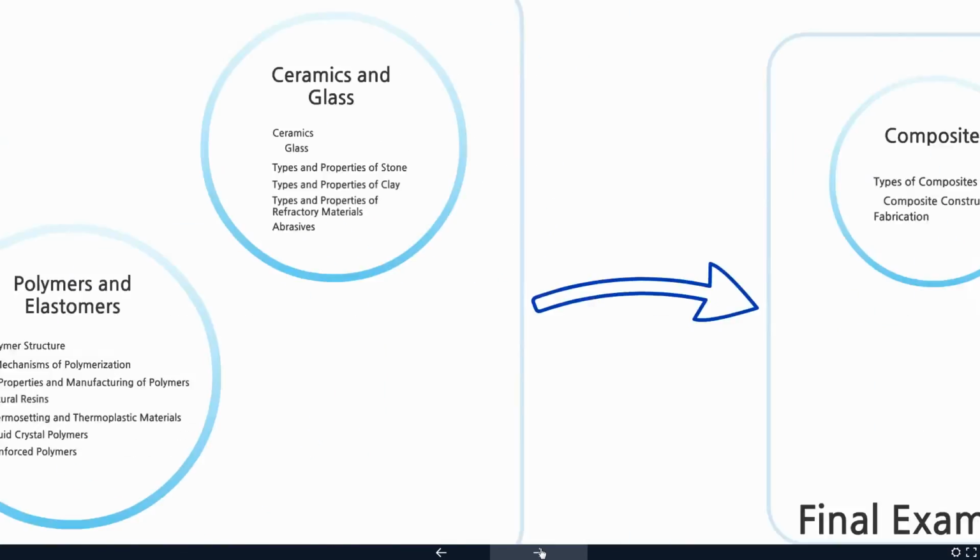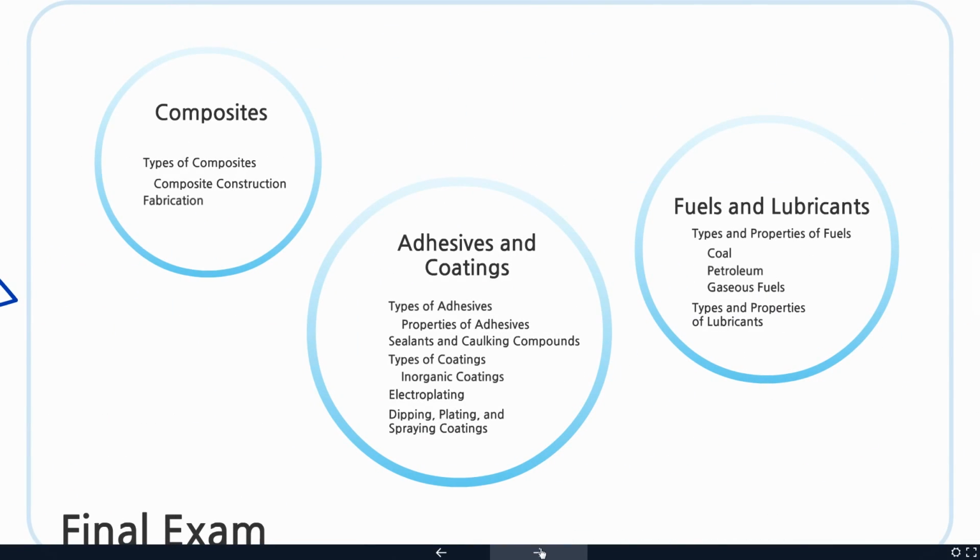And then our third and final component, which will be covered on the final exam, as well as being comprehensive of the other materials, is these three ideas: composites, adhesives and coatings, and then fuels and lubricants. So that's, in about a minute and a half, a really brief overview of what we're going to be talking about this semester.